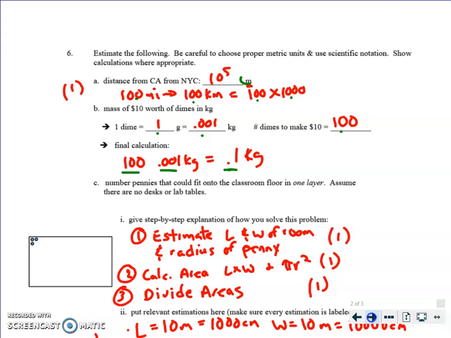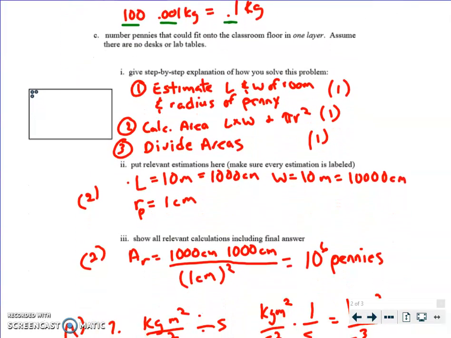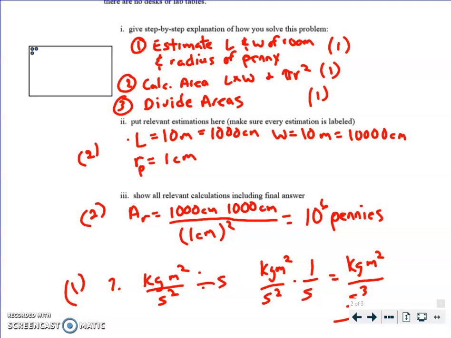All right, here's the next problem where a lot of you lost a lot of points because you weren't thorough. We had a problem just like this in our homework involving dollar bills on a lacrosse field. It's the exact same problem. So there are 3 steps for 3 points in part 1. You have to tell us to estimate the length and width of the room, and estimate the radius or diameter of the penny. You can't just say estimate area. How? That's not easily done.